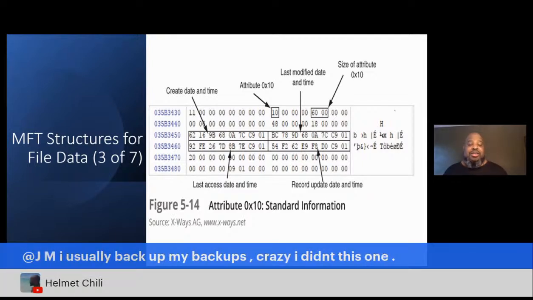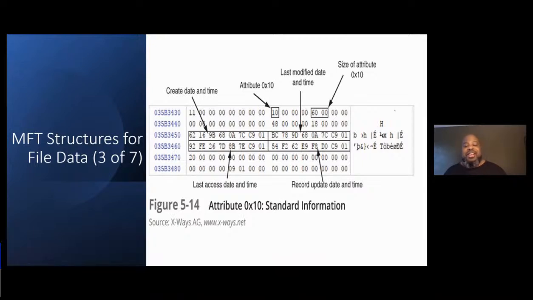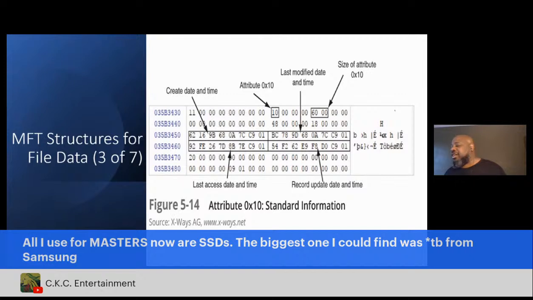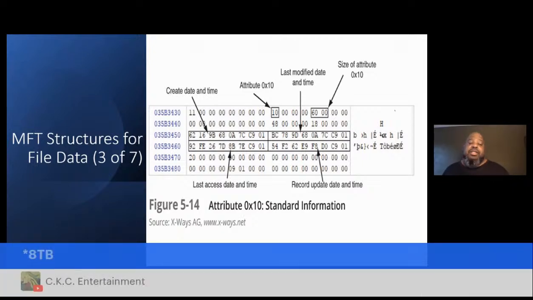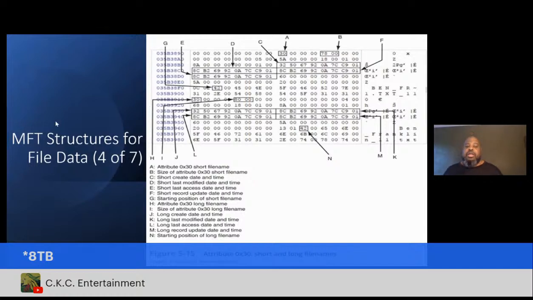So I usually back up my backup, crazy. I did. Come on, Helmet, you've got to stay out. But I'm like that, man. Hardware is so good now, it very rarely happens. So you just get used to it, especially at a corporate level. All I use for the masters now are SSDs. The biggest one I could find is a terabyte from Samsung. Eight terabytes, yeah, they're big. How much was it, man? Like I said, I get USBs, like 10 terabyte. I didn't spend that much money for it. That's what I use to back up my stuff. Then I usually just keep it in my house, unless it's got some financial records on it or stuff for my son if something happens to me. That's in the bank file.